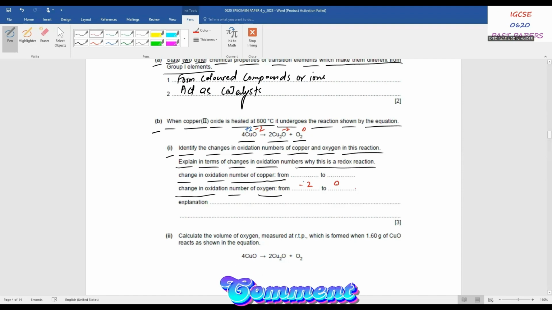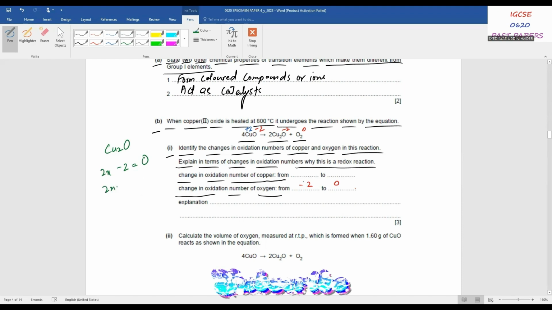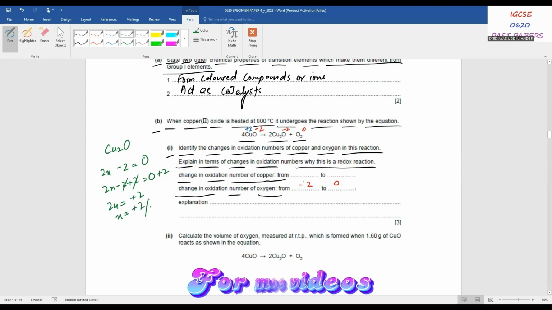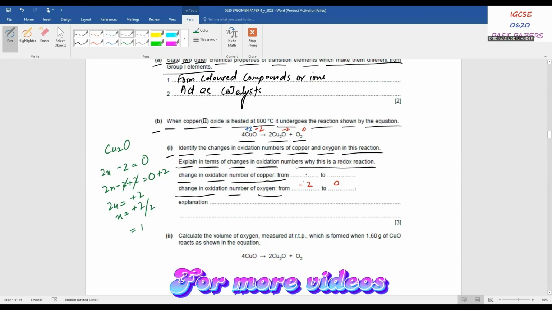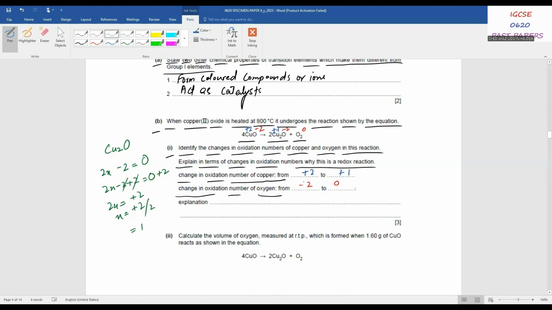On right hand side, we'll find the oxidation number of copper in Cu2O. We know the charge on oxygen, it's -2, and the overall charge will be 0. There are 2 atoms of copper. I will write 2x. So 2x - 2 is equal to 0, so 2x = +2, or x is equal to +2 by 2. The answer will be 1. So the change will be +2 to +1. So I'm writing it above Cu.